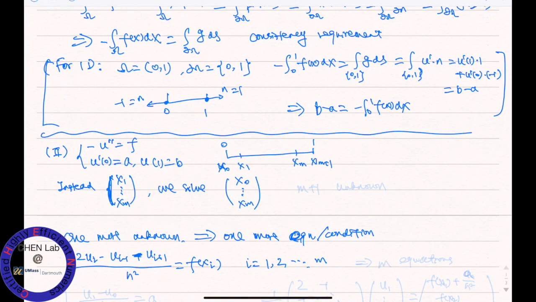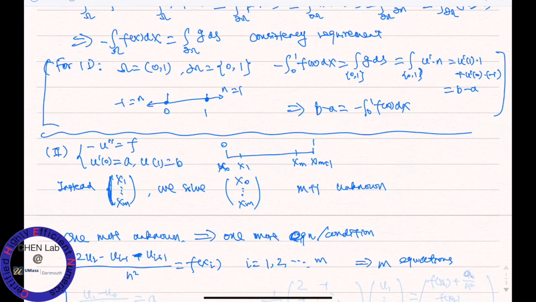So here we have m plus 1 unknowns. These are m equations, and we need one more equation. Basically, as we can see, we had never used the condition u prime at 0 equals a.